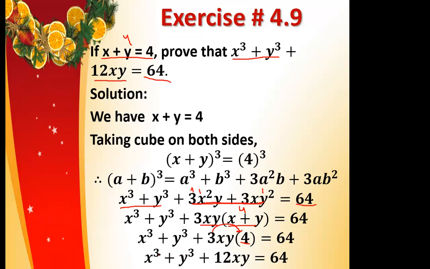the answer will be x cube plus y cube plus 3 multiplied by 4 is 12xy, and the whole term is equal to 64. So you can say it is proved now. Okay, now it is proved. What is proved? That x cube plus y cube plus 12xy is equal to 64. So you have proved it.